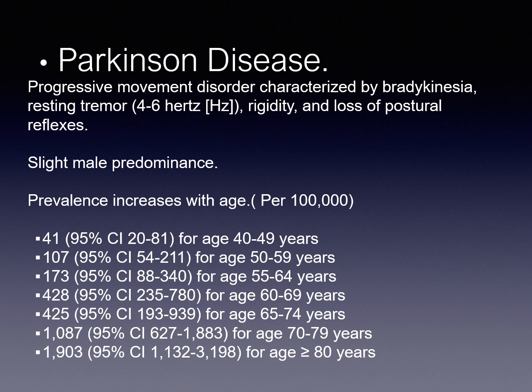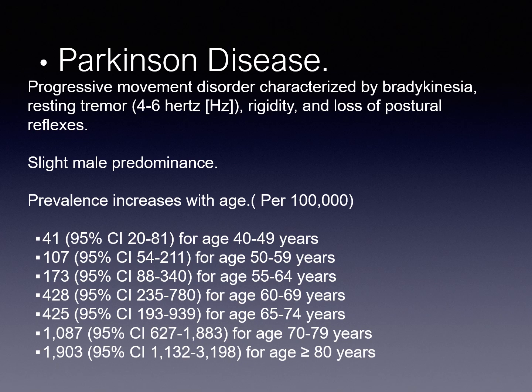Parkinson disease. Definition, it is a progressive movement disorder characterized by bradykinesia or slow movement, resting tremor, which is typically slow, 4 to 6 hertz. There's also rigidity, which is a form of hypertonia or increased tone. And there's also loss of postural reflexes that can lead to gait difficulty and falls.